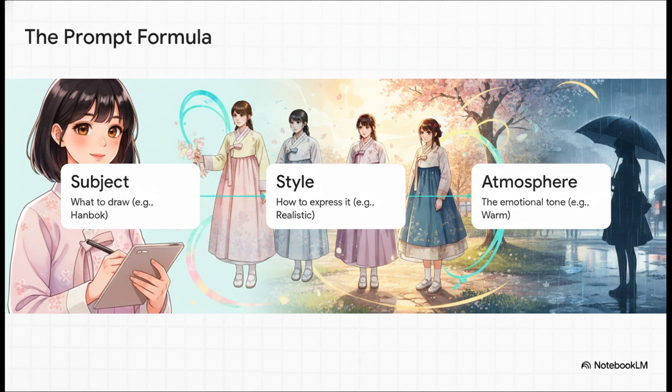Second is the style. How should it be expressed? Are we talking a watercolor painting, a realistic photograph, or maybe a webtoon? And third is the atmosphere. What's the emotional tone here? Is it a warm spring day or a moody, melancholic, rainy afternoon? Once you combine these 3, the AI knows exactly what to deliver.